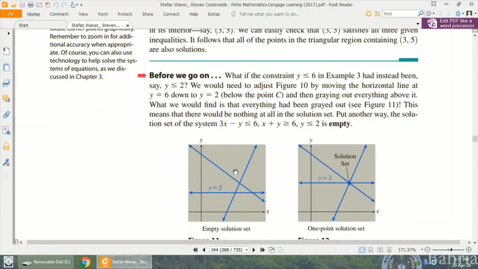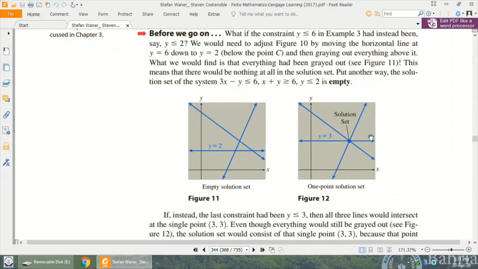See, this is the solution set. So if you're lying somewhere below the solution set, it will be an empty solution set. And there's just one point.